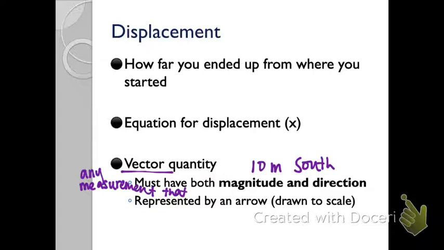Okay? So vectors are a big category of measurements. There's a lot of different types of measurements that are vectors that have to have magnitude and direction. Displacement is one of those things. Velocity will also be one of those things. Acceleration will be one of those things. Forces will be one of those things. There are lots of different types of vector quantities, but displacement is the first one we learned about. So when we say it has to have magnitude and direction, that means it has to have the size and it has to have the direction. So 10 meters is our magnitude, south is our direction.